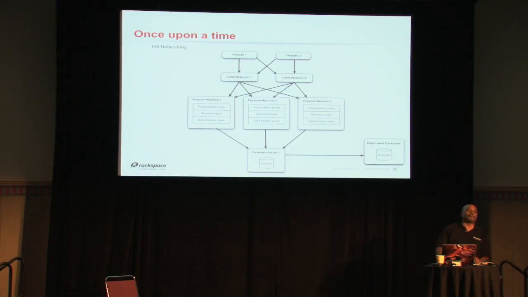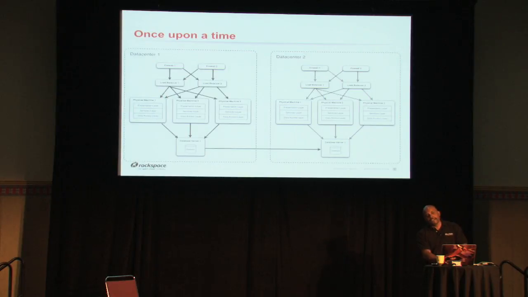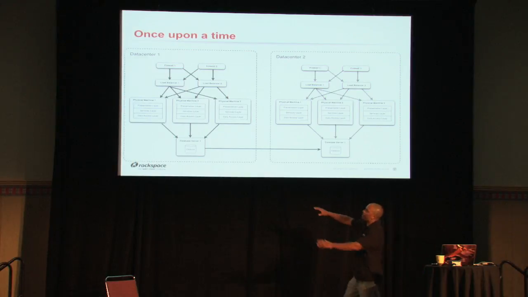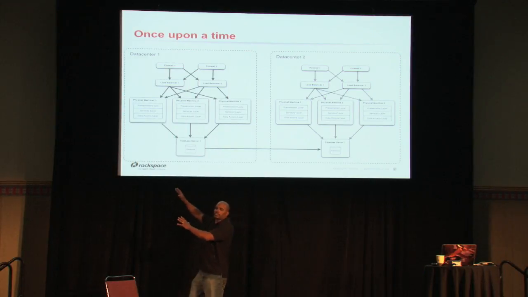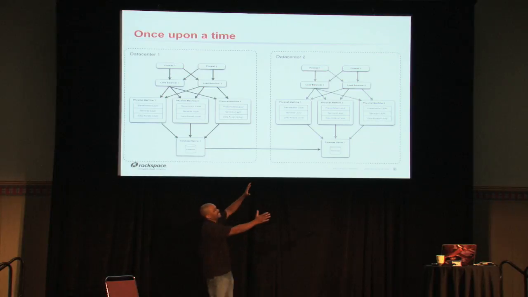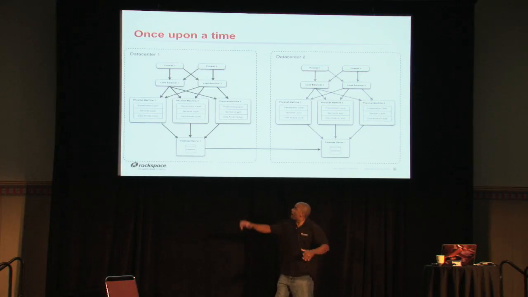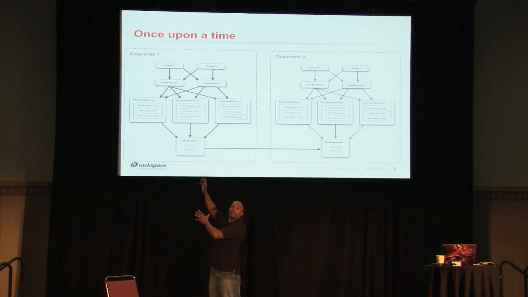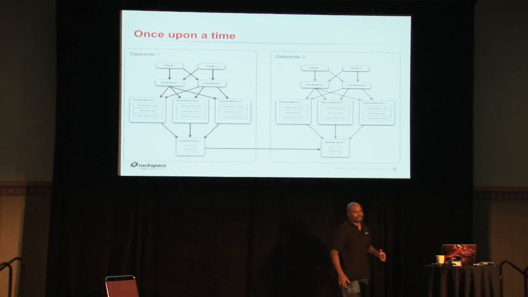Then it even got funnier because our company came to us and said, you got this great infrastructure running in a data center, but what if something goes wrong in that data center? Then what are you going to do? So guess what we ended up doing? We got this same setup in data center one. We duplicated the exact same setup in data center two, and then we replicated the databases between the two. Just in case something went bad in data center one, we could quickly fail over to data center two.